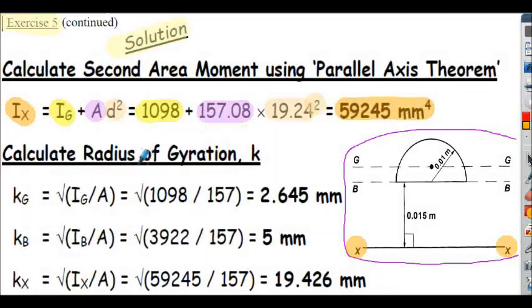Then to calculate the radius of gyration about the G, B, and X axes, we simply use the respective second area moment divided by the area. I'll let you review the KB and KX calculations at your own pace.